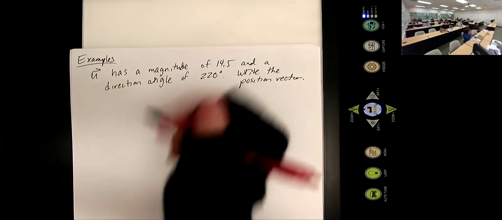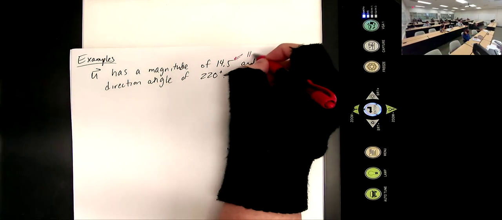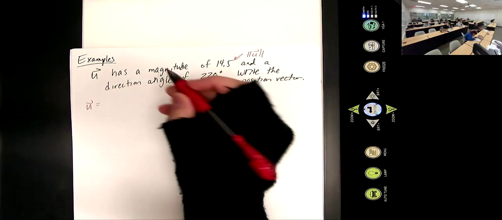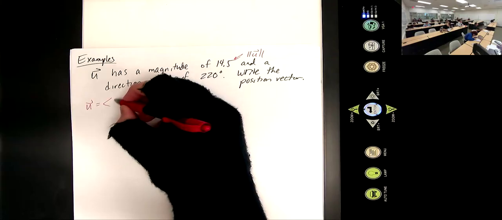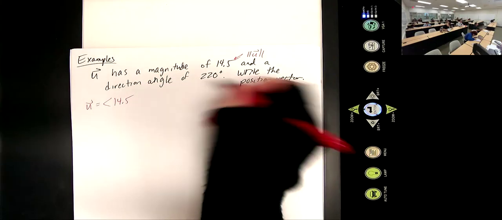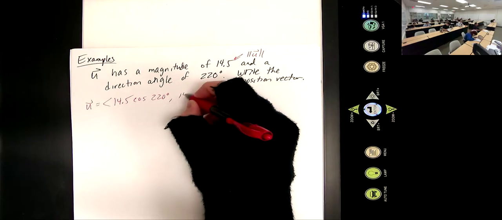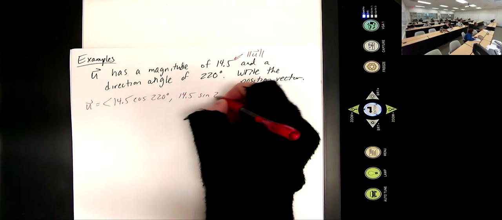Well, that's the magnitude of u. So we're going to do u is the magnitude of u, 14.5, times cosine of 220, and 14.5 times sine of 220.